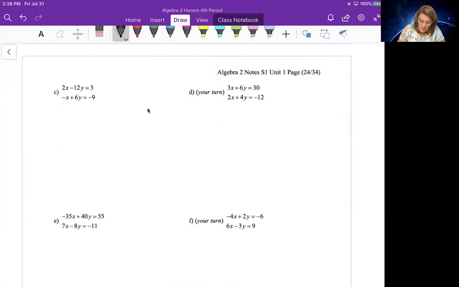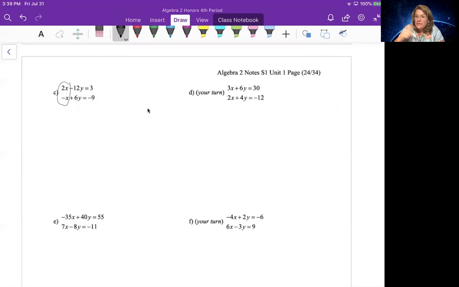Okay, so we are also trying to solve by elimination. So I want to be able to add the two equations together and have one of the variables drop out. And what I'm seeing here is that I'm not quite there. I'm going to multiply the bottom equation by 2.